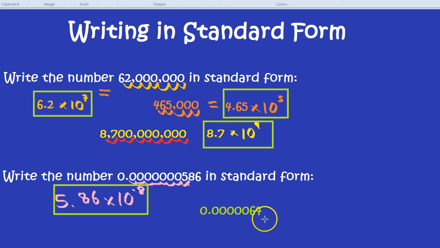One last challenge. Let's do this number. What's the number between 1 and 10? It's 6.4. And where would the dot be? The dot would be here. And it goes 1, 2, 3, 4, 5, 6 to the left. So it's 10 to the power of 6. No, 10 to the power of minus 6. And that is how to convert numbers into standard form.